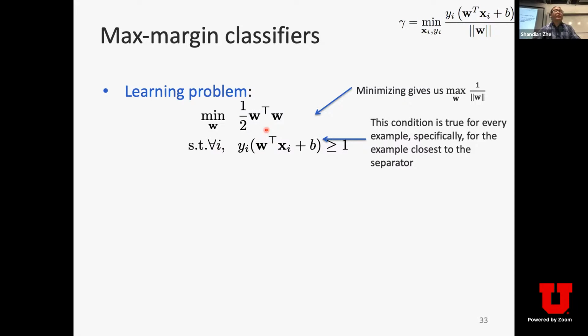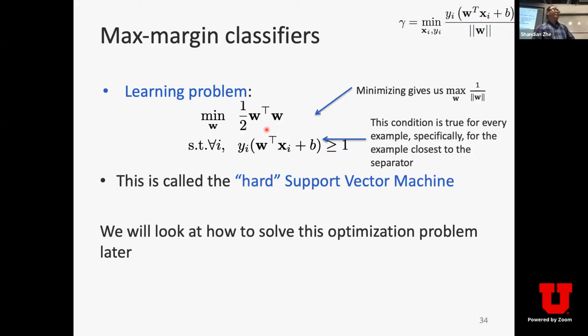Any question? And this is called hard SVM, hard support vector machines. Why is it called hard SVM? Because you assume every data point is linearly separable. You can correctly predict every training data point. Otherwise, you cannot satisfy this constraint.